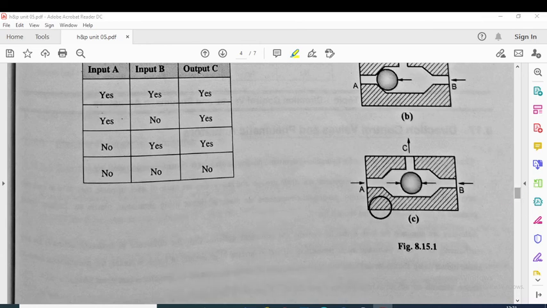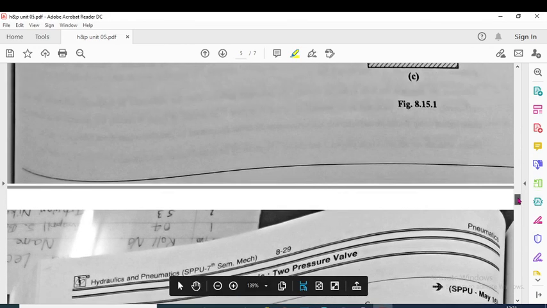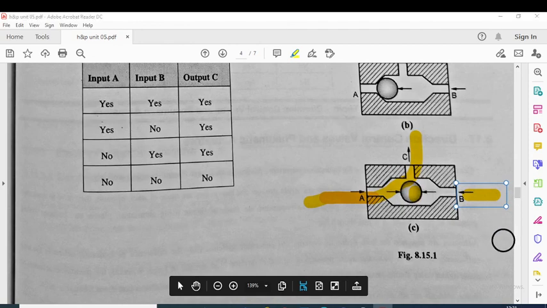So here you can see when both port A and port B have inlet, at this time this poppet shifts to the central position, and the air from this port A can move to C along with the air from this port B. Air from this port B can also move to the port C.